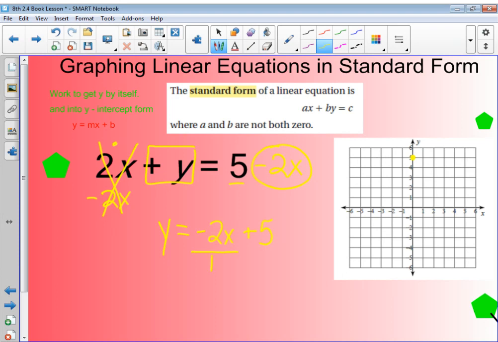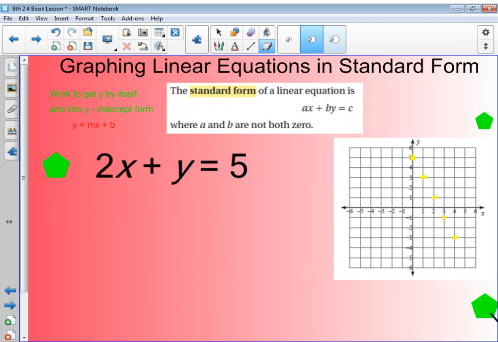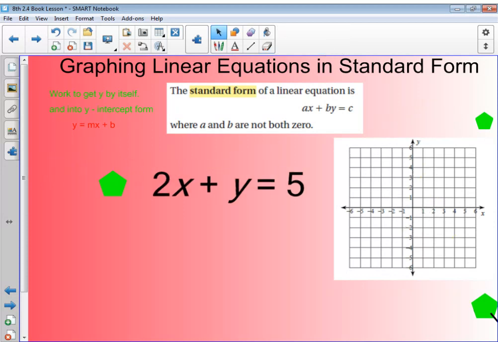So down 2, to the right 1. Down 2, to the right 1. So here's our line. And I'm just going to do the dots on this one because it's easier for me on my smartboard than to have to move my line. So that's what my line should look like, only of course I would use a straight edge to complete it out. Okay. So like I said, this is just combining two things together that we've previously learned.